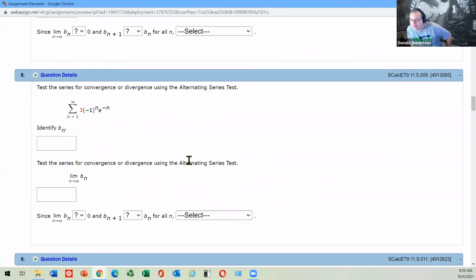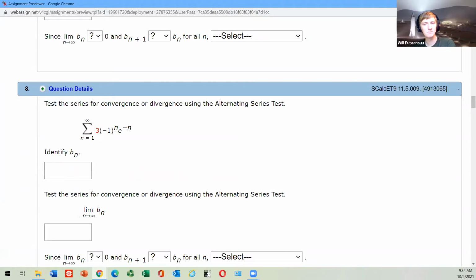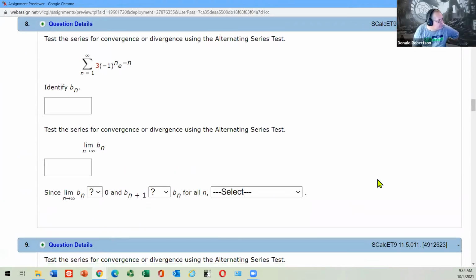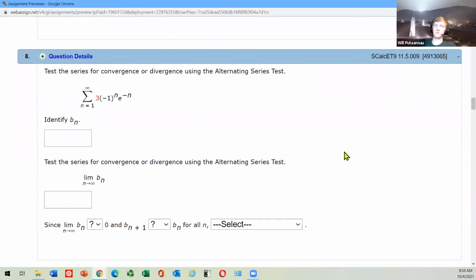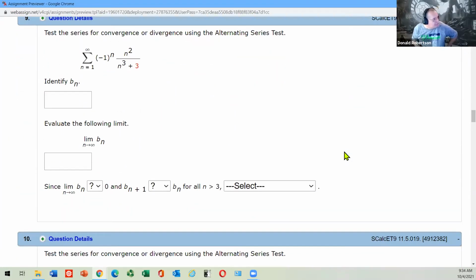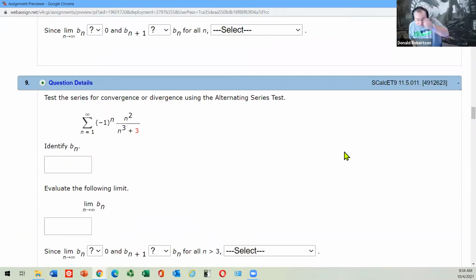What would that one do? Question 8. It would converge. Agreed. Do you want to convince other people? The b of n there is 3 over e to the n, because it's to the negative n power, so put it on the bottom. And just brute force it? Yeah, because e to the n as n approaches infinity becomes infinite, and infinity on the bottom of a fraction makes 0. Nailed it. Any volunteers? Converging, diverging?